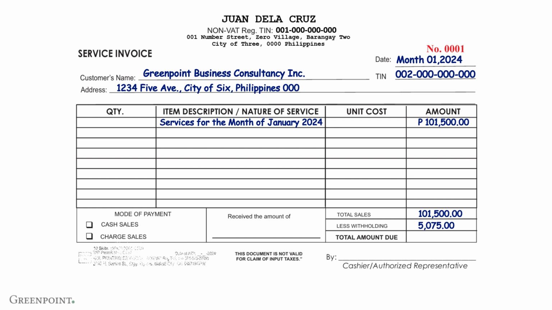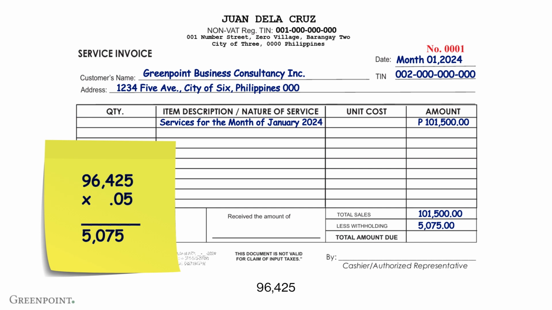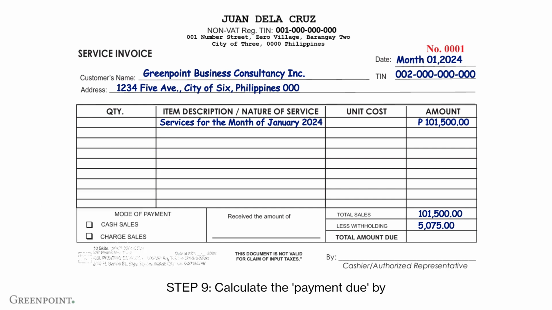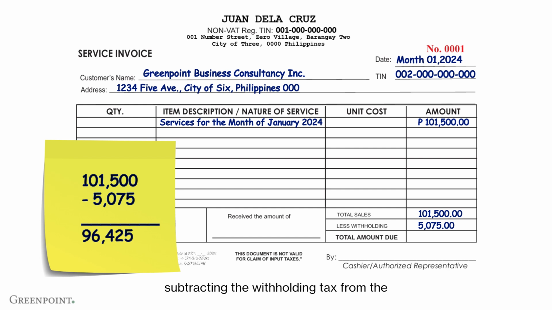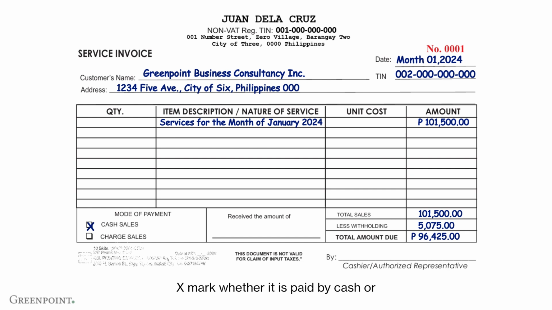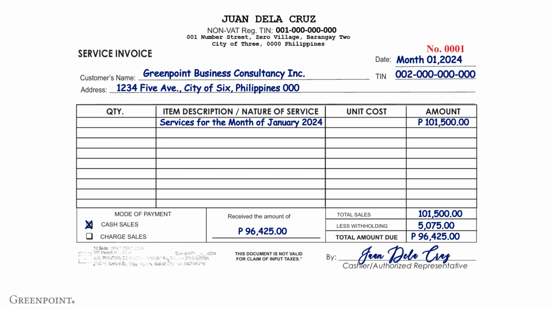In this case, 96,425 multiplied by 0.05 is equal to 5,075.00. Step 9. Calculate the payment due by subtracting the withholding tax from the total due. Step 10. Put an X mark whether it is paid by cash or check. If it is paid by check, indicate the bank, check number, and check date. Step 11. Have an authorized representative sign at the line.